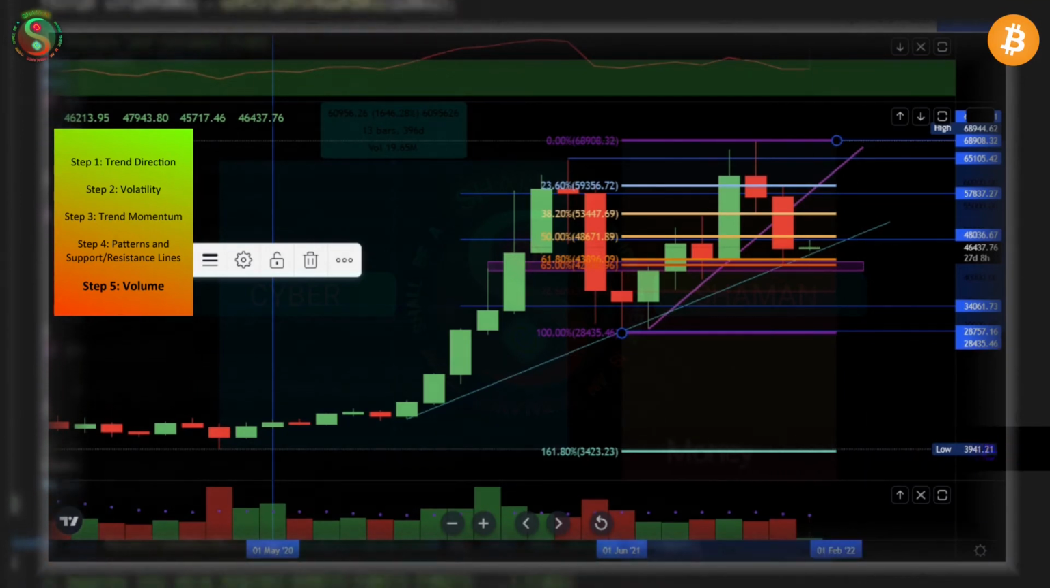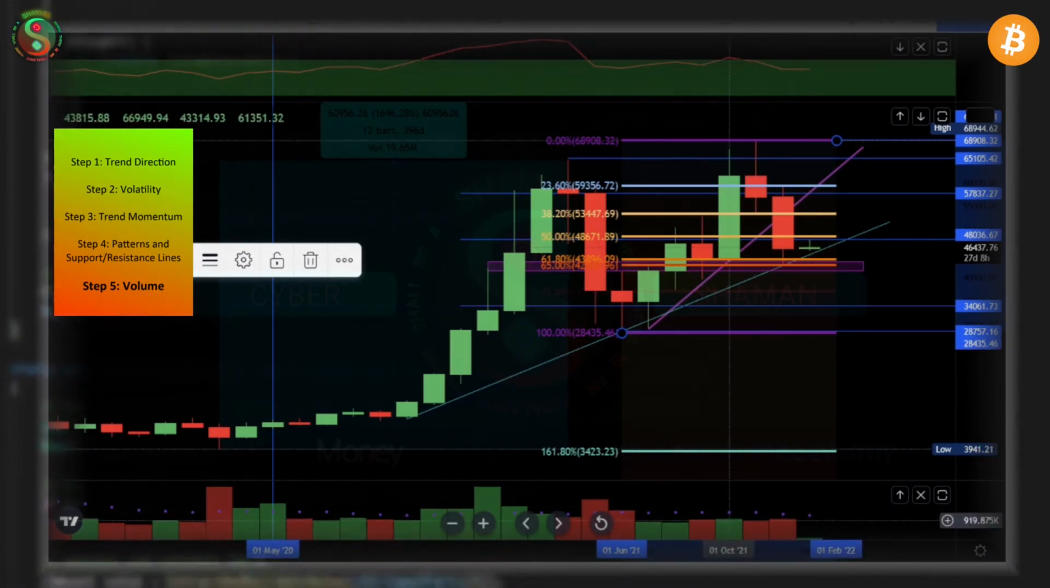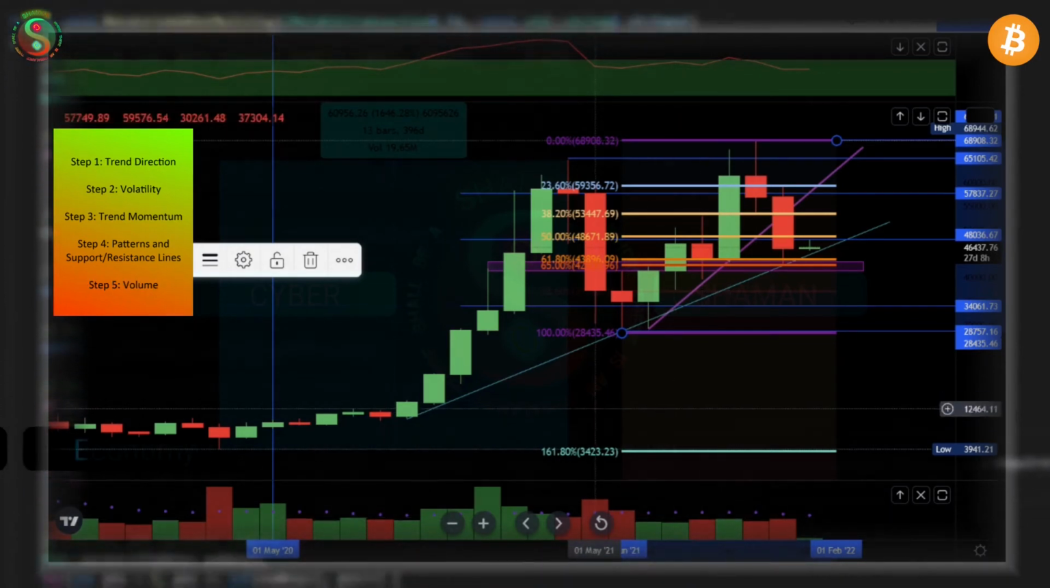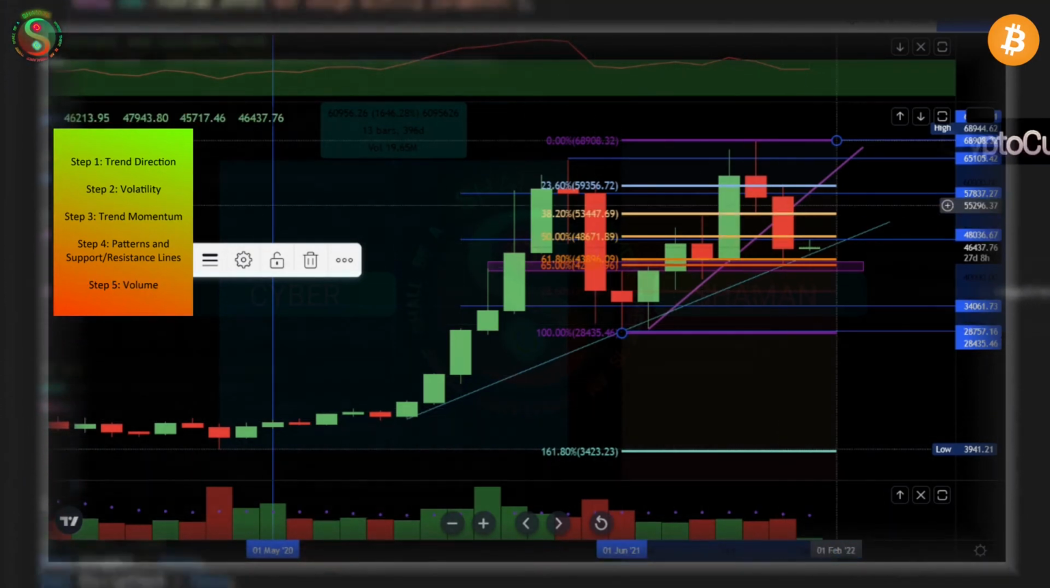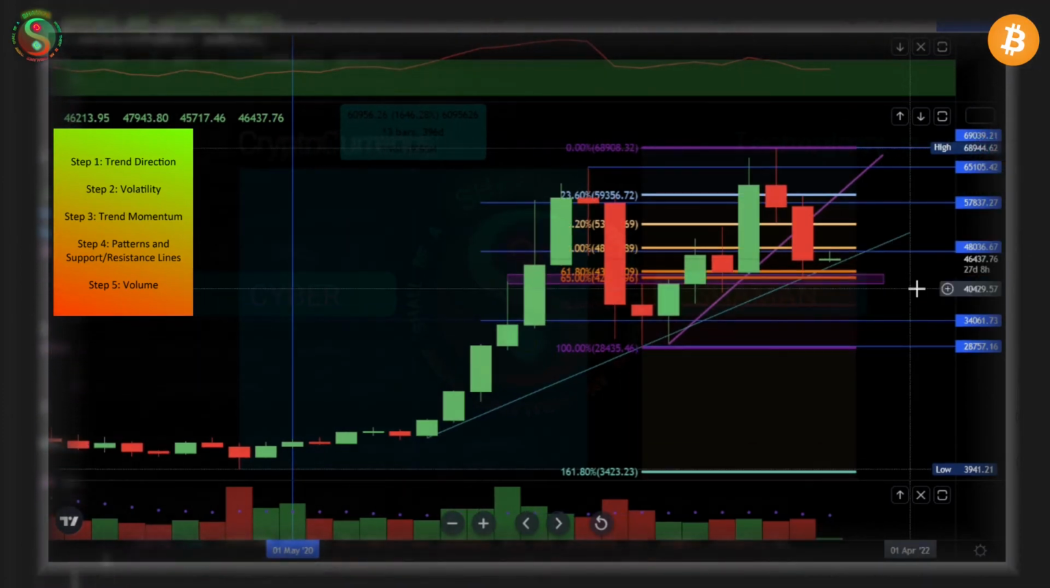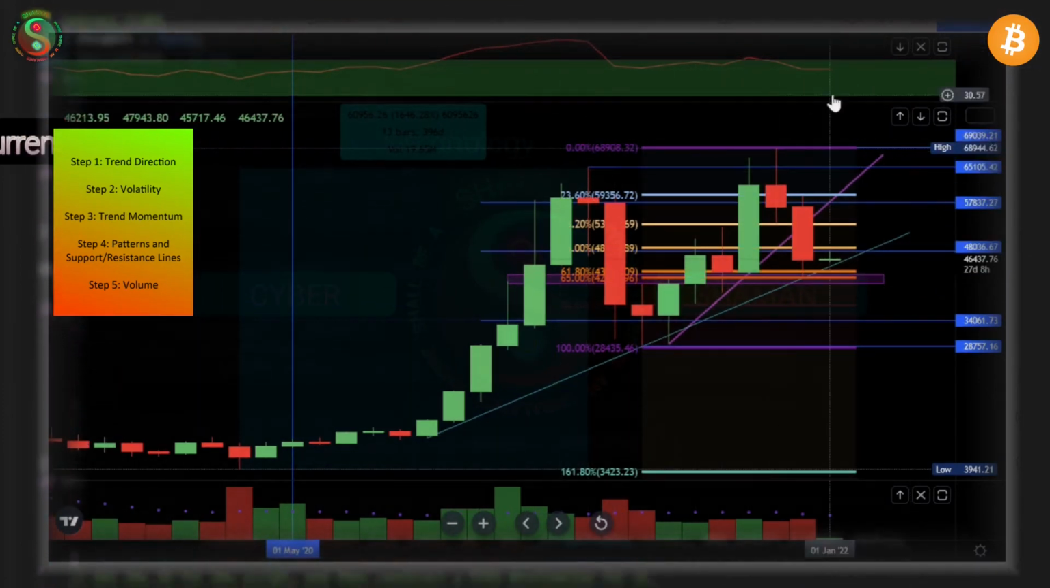Step 5 is volume. Volume has not changed too much, so we don't have too much data here. To wrap it up, we are in a weak uptrend with a higher probability of sideways movement, but there is also a scary divergence between RSI and the price.